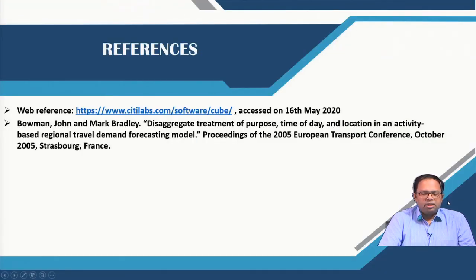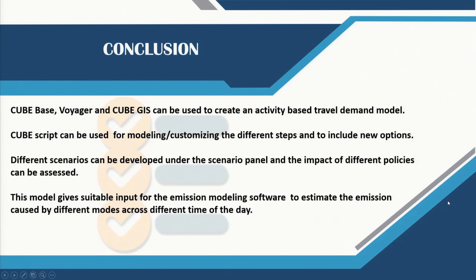So these are some of the references you can use. And to conclude, Cube Base, Voyager and Cube GIS can be used to create an activity-based travel demand model. CubeScript can be used for modeling, customizing the different steps and including new options. Different scenarios can be developed under the scenario panel, and the impact of different policies can be assessed. And this model gives suitable input for emission modeling software to estimate emissions caused by different modes across different times of the day.